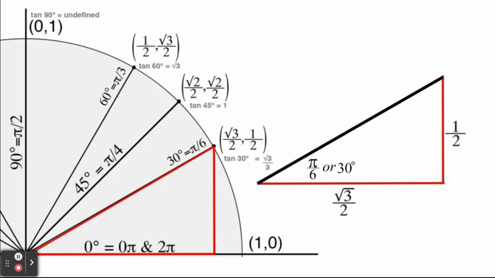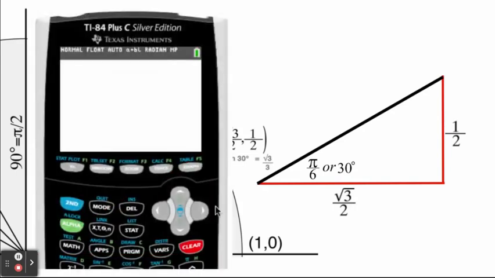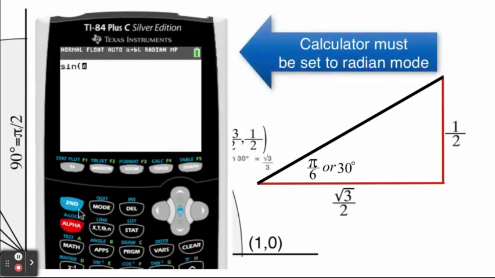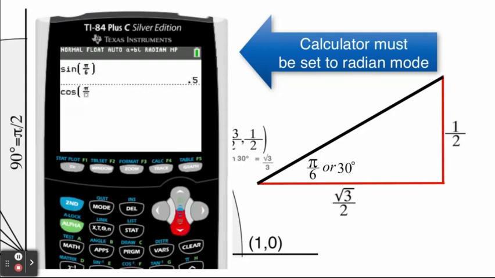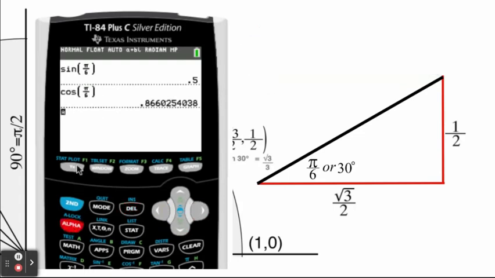Now here's where sine and cosine come into play. If you take the sine of pi over 6, you will get 1/2. And if you take the cosine of pi over 6, you will get square root 3 over 2. Now, when you do this in your calculator, you'll get a long decimal. But you can confirm that this is square root 3 over 2 by typing it in and taking a look.